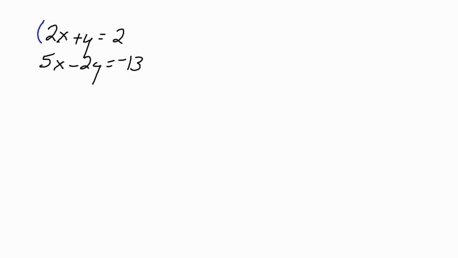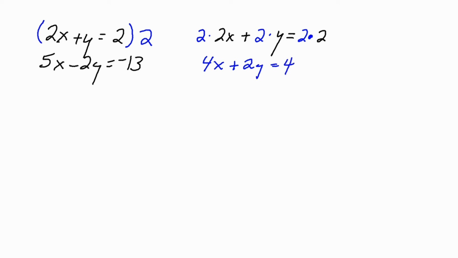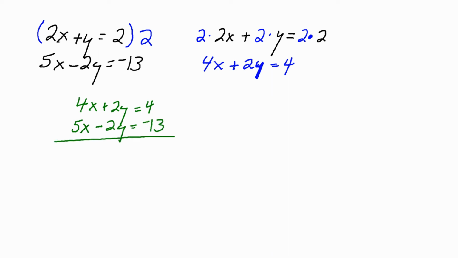If I multiply my top equation by 2, that means I would have 2 times 2x plus 2 times y equals 2 times 2, which would give us 4x plus 2y equals 4. Using 4x plus 2y equals 4 and 5x minus 2y equals negative 13, if I add them up, I'll have 9x equals negative 9.